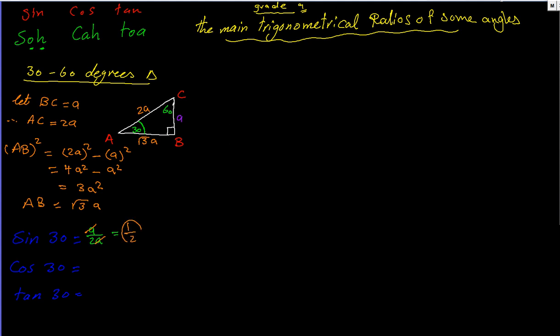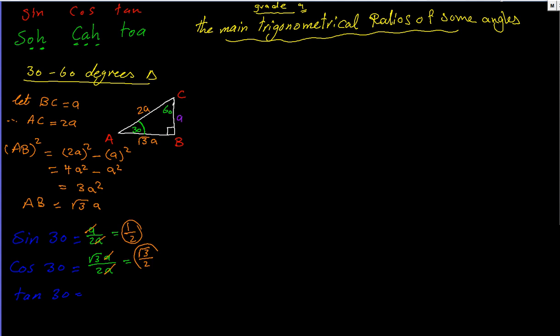Okay, what about cosine? Cosine equals adjacent over hypotenuse. Here, according to the 30 degrees angle, the adjacent is root 3 A. So it's root 3 A over the hypotenuse. Hypotenuse equals 2A. Also, by erasing A with A, the result is going to be root 3 over 2.